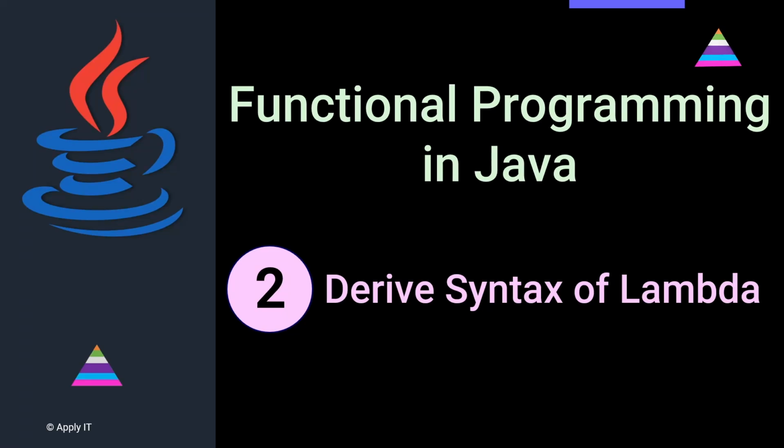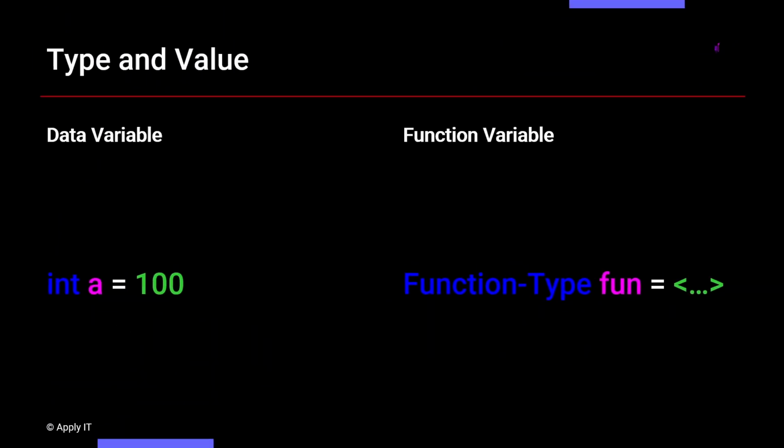In this video, we are going to take a deep dive into deriving the syntax of writing a Lambda expression in the Java language. So we understand how we define a data variable and a function variable, and we understand the meaning of type and value. On the left hand side, we see one integer variable defined as int a is equal to 100. On the right hand side, we see defining a function variable with function type, then the name of the function variable called fun is equal to, we write something, we assign something to this equal sign, that is called as value.